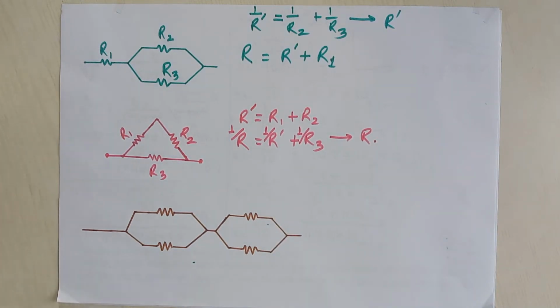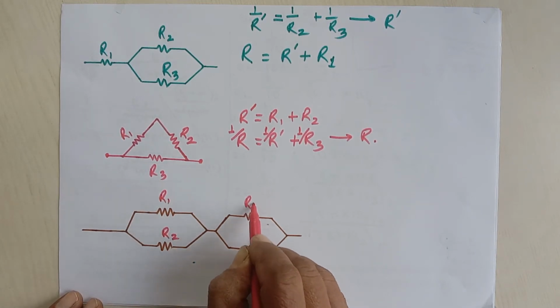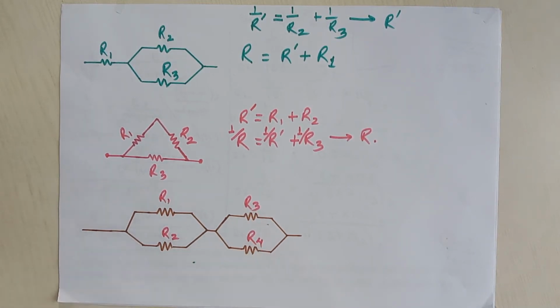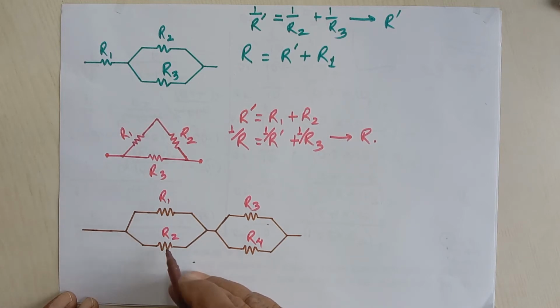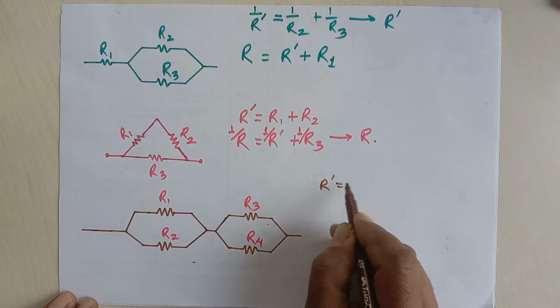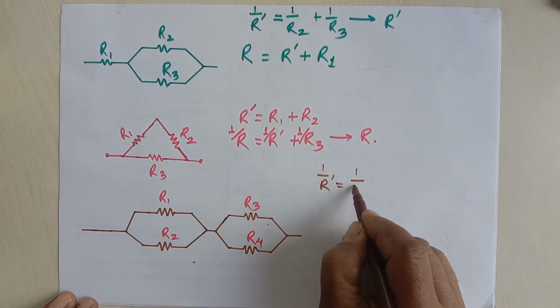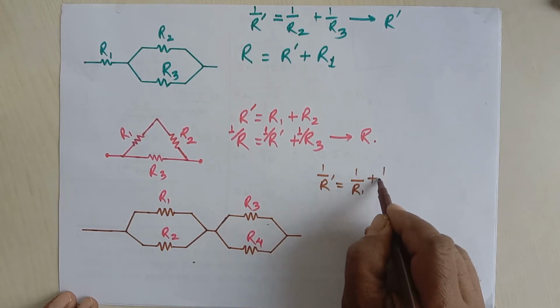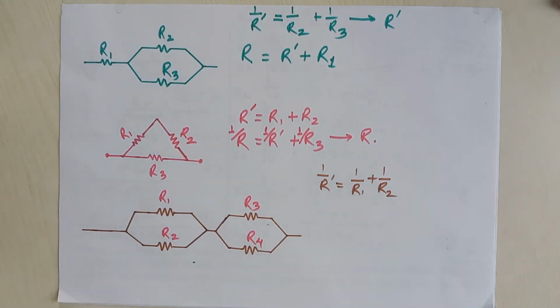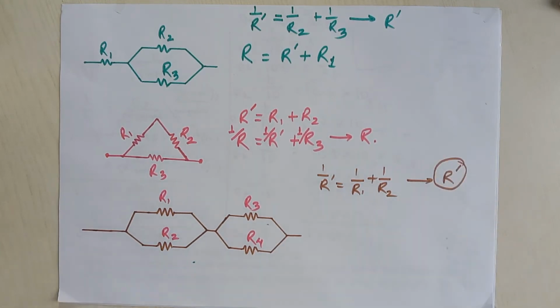Now look at this third one. If this is R1, this is R2, this is R3 and this is R4, then how do we get the solution? We can get the solution this way. These two are in parallel. That's why we can name R dash, where the reciprocal of R dash is equal to 1 by R1 plus 1 by R2. This way we can calculate R dash.